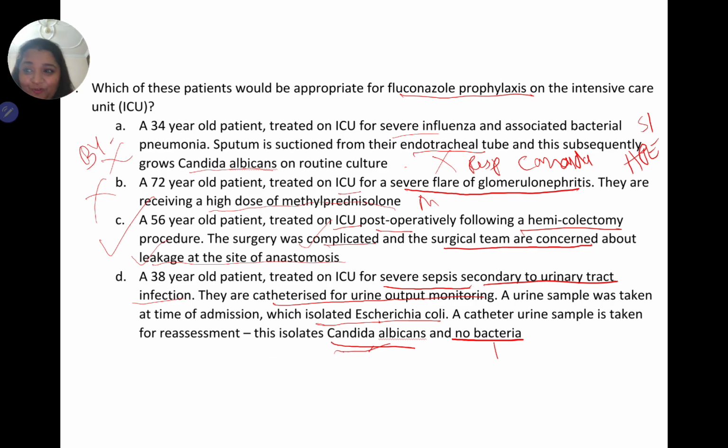This could also be the colonization on the catheter. Candida is usually a colonizer over the catheter. So ideally you have to repeat and look for whether it is persistent or not. So this is not a candidate for your fluconazole prophylaxis.